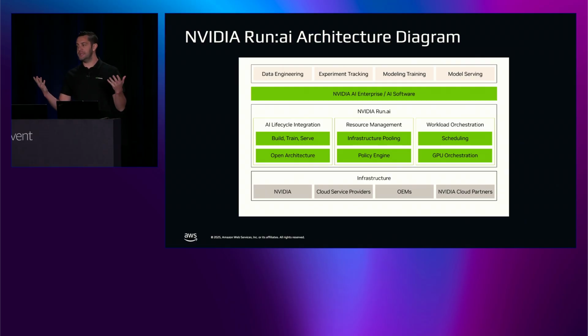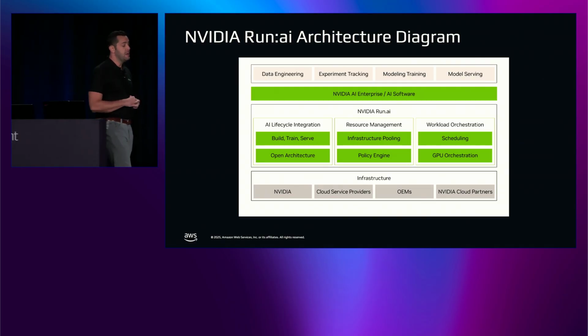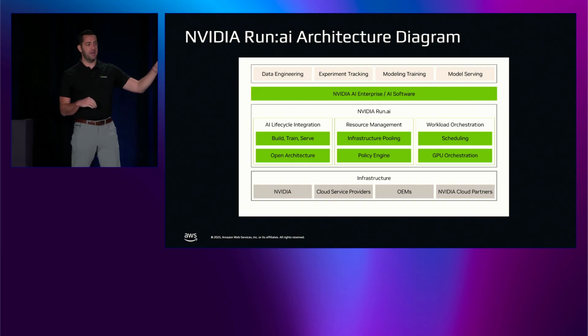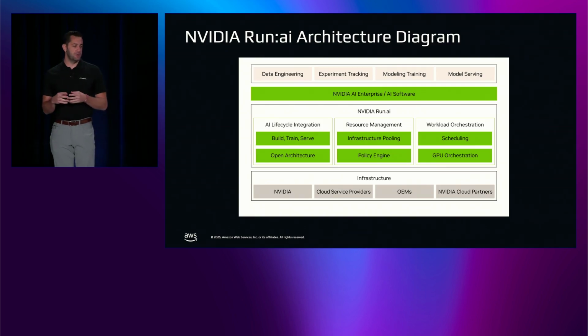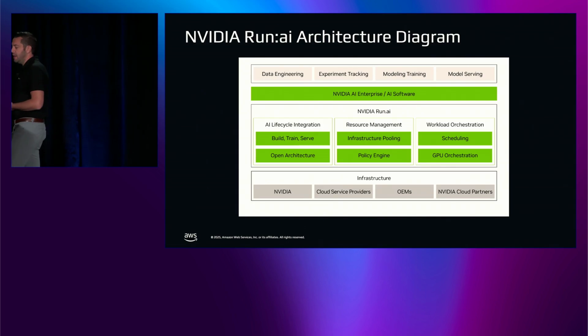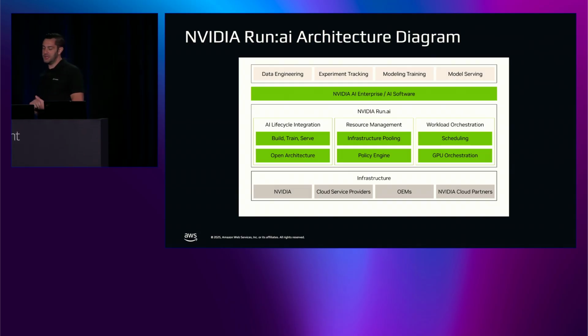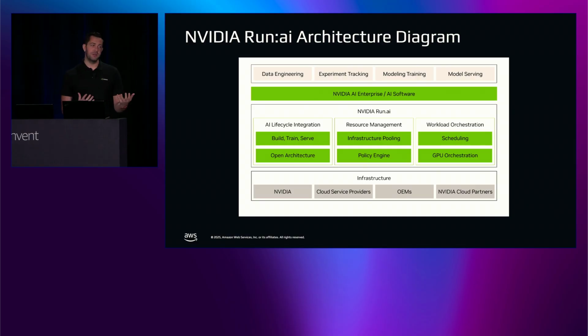Where Run AI slots in is in that Kubernetes layer, basically, right? So you have that Kubernetes layer that's going to sit on top of all of that compute, aggregate all of that compute and GPUs. And what we'll do is create a large pool of GPU resources then. And then Run AI will get installed into that cluster, and it brings three pillars of capabilities. And I'll focus on a few of those capabilities as we go through the presentation. But the core is centered around AI lifecycle integration.